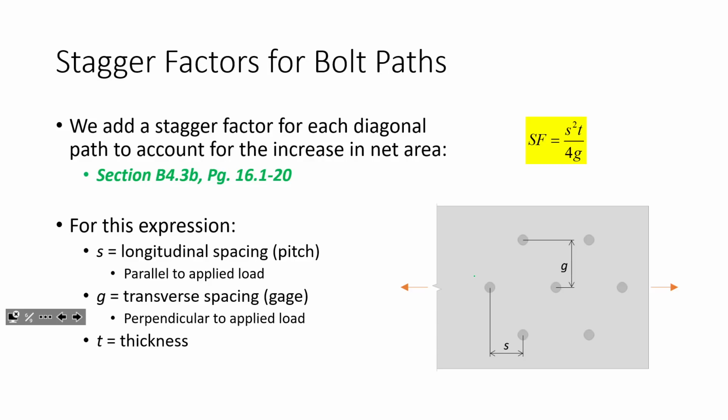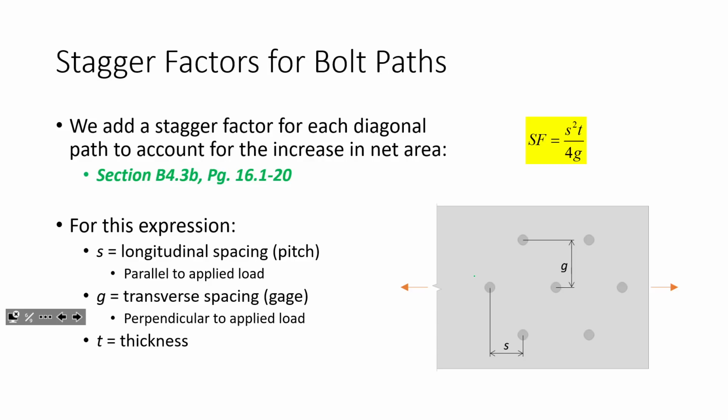The equation for a stagger factor is S squared over 4G. S is the longitudinal spacing. S is parallel to the applied load. G is the transverse spacing. It is perpendicular to the applied load. So if you're yanking on a member, S is measured along the member. G is perpendicular to the axis of the member. And T is the thickness. Now, if everything's measured in inches, what is the units of a stagger factor? S squared T over 4G.